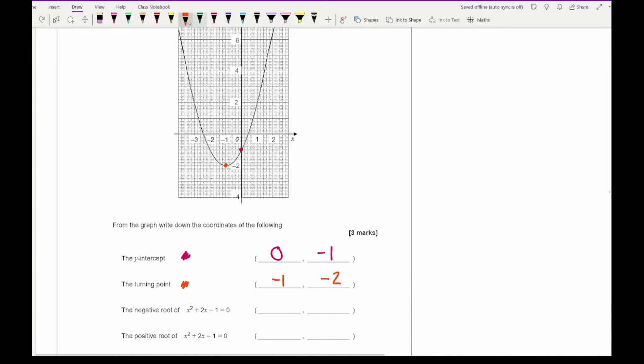Now the negative root, which is this here, I would say that answer is probably around about minus 2.5. So that's going to be minus 2.5 and 0. And the positive root, which we will do in blue, which is here, which I forgot to color coordinate. We'll need to find that one, which is that point there, and I would say that's probably about 0.5. So let's go for 0.5 and 0.